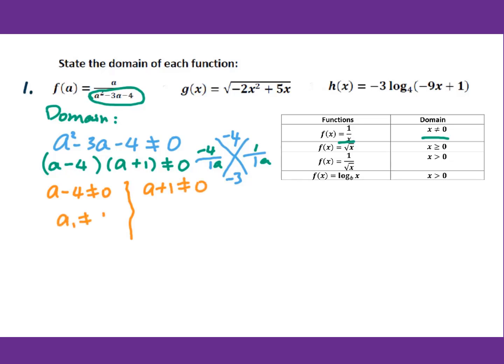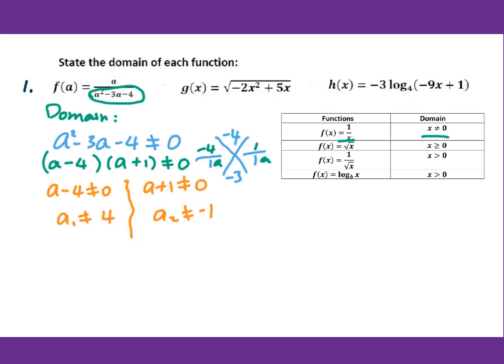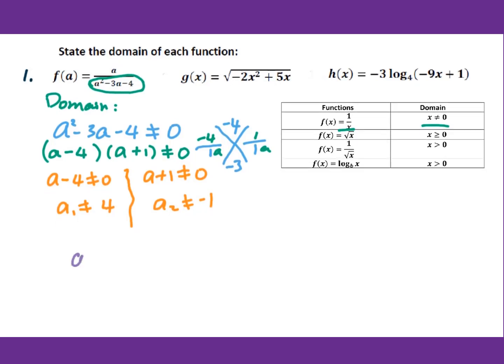So a1 is not equal to 4, a2 is not equal to negative 1. Therefore, a not equal to 4 and negative 1 will be the domain. In other words, a could be all real numbers except 4 and negative 1.